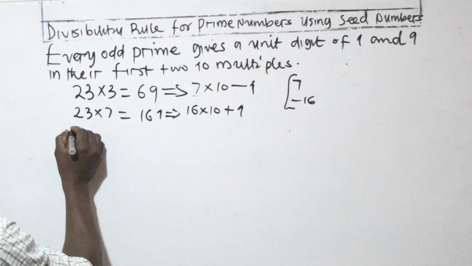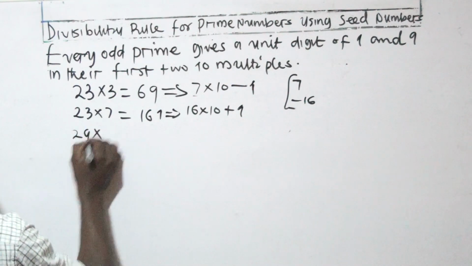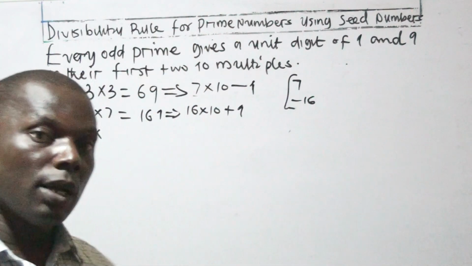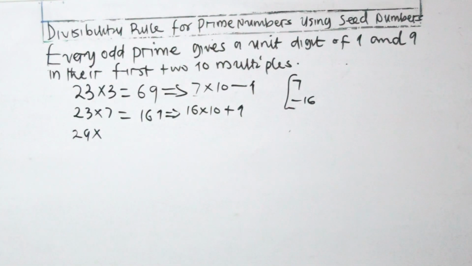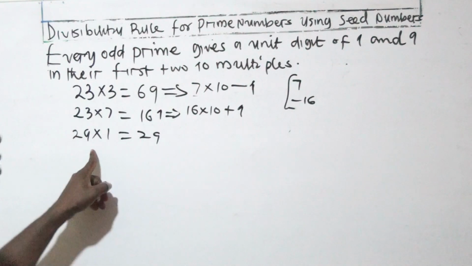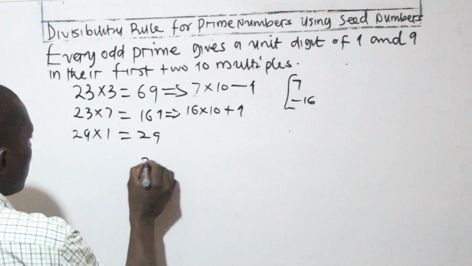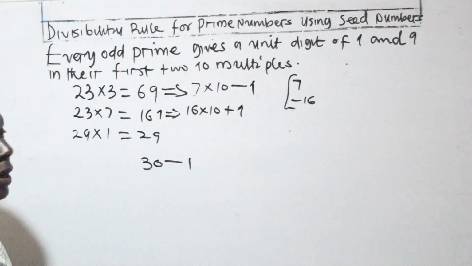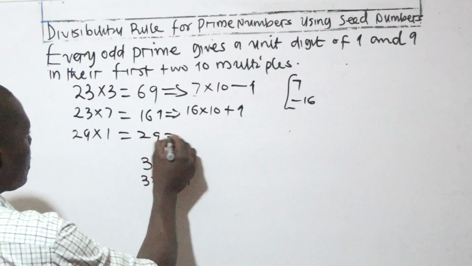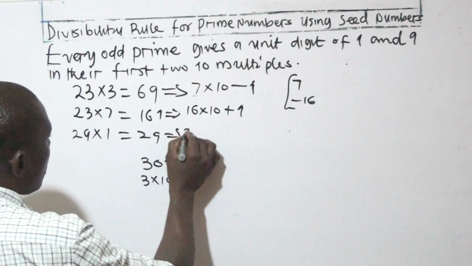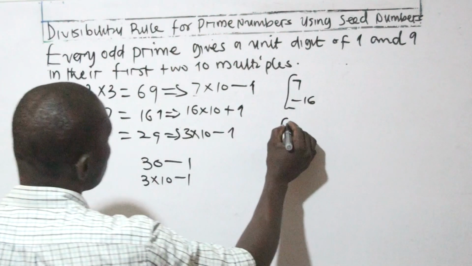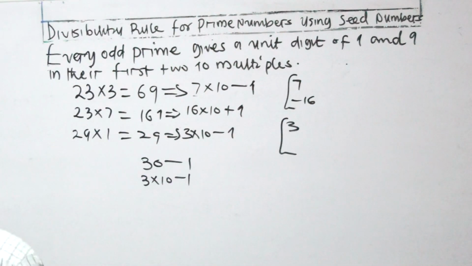Now let's try 29. 29 times what? We make the unit digit end in either 1 or 9. Let's try. Yes, 29 times 1 will give us 29. So we use 1. Our 29 is the same thing as 30 minus 1, and 30 is 3 times 10 minus 1. So we replace 29 with 3 times 10 minus 1, so that our seed number here will be 3. Okay, we'll look at another aspect.